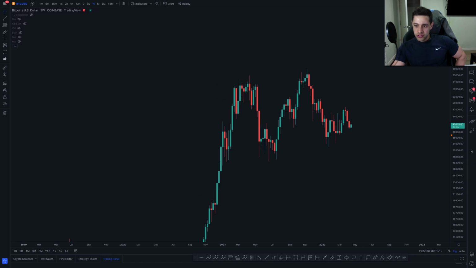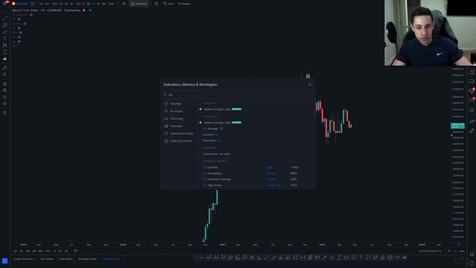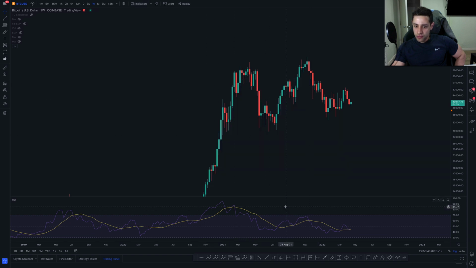Now, before we dive into the RSI, we need to get this up onto our screen on TradingView. So the way that we do that is we click on indicators at the top, and in the search bar, we're going to type in RSI. And the first one that's going to come up is the Relative Strength Index. We're going to click on that, and then you'll see the RSI pop up below.